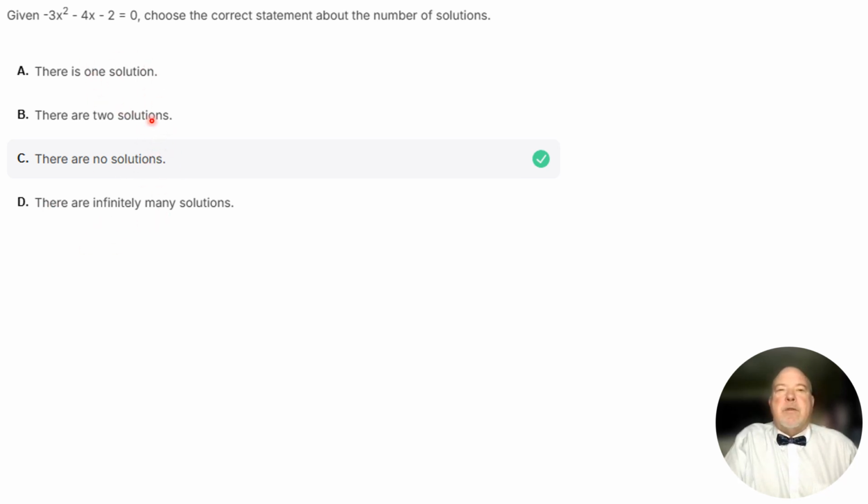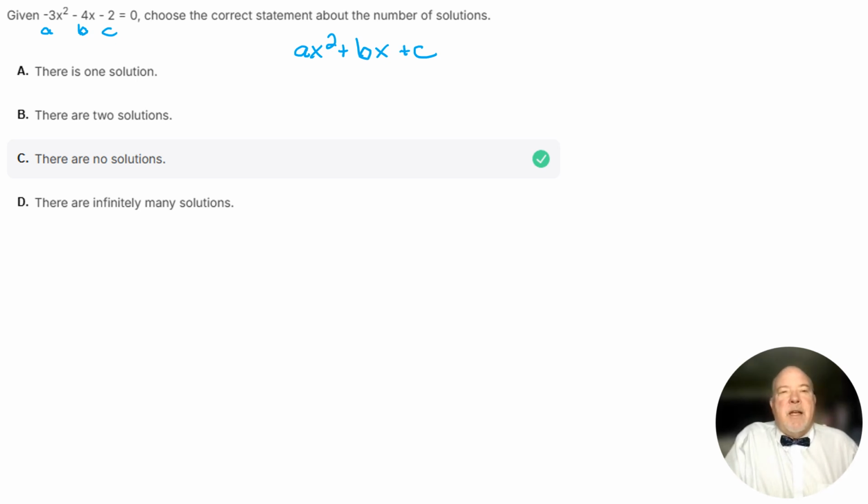So what we're going to do to answer this question, there's a couple ways you could do it. I'm going to show you the easiest way, and that's by using the discriminant. All right, so let's put a couple things out here first. The standard form of a quadratic looks like this: ax squared plus bx plus c. And so if I look at the equation they gave us, -3 is our a value, -4 is our b value, and -2 is our c value.